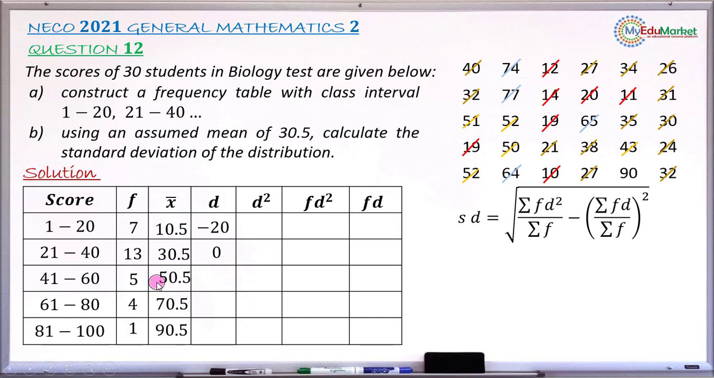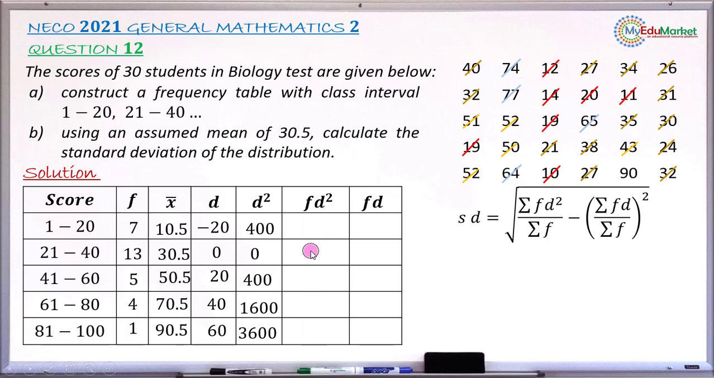So next class mid value 50.5 minus 30.5, that gives the answer 20. Next 70.5 minus 30.5, that gives the answer 40. And the last 90.5 minus 30.5, that gives the answer 60. So you now square each of these deviations to populate this column D square. So minus 20 square is 400, 0 square is 0, 20 square is 400, 40 square is 1600, and 60 square is 3600.